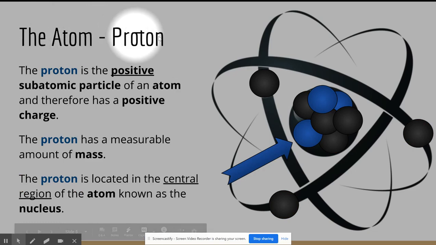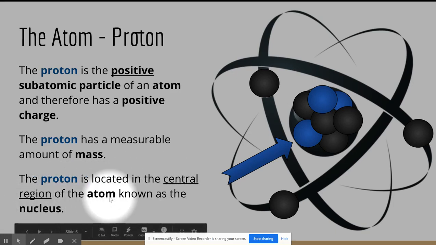The atom. Let's focus on the proton first, these blue circles in the middle. The proton is a positive subatomic particle and has a positive charge. So proton, positive. Protons do have a measurable amount of mass. It might be really, really tiny, but we can get the mass of a single proton. Protons are located in the central region of the atom known as the nucleus. So this center area right here is known as the nucleus.